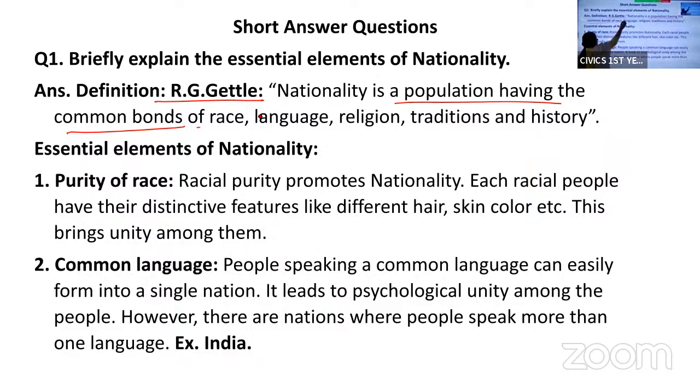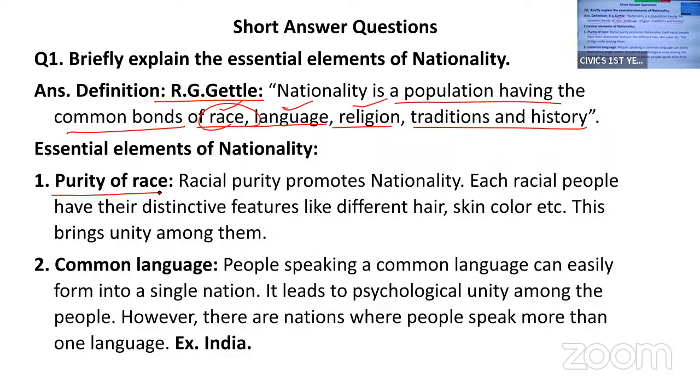Of race. They belong to one particular race. Then language, religion, traditions and history. Any one of these will help in forming a nation. Any one of these, common race, common language, common religion or customs and history, will contribute in the formation of a nation.